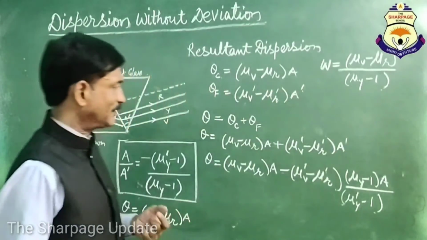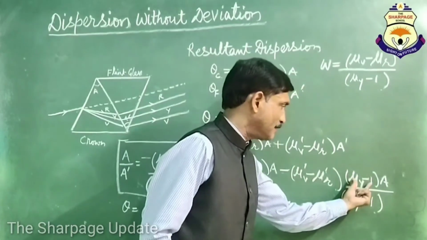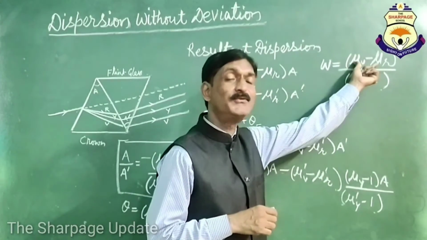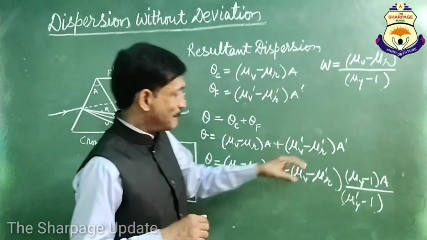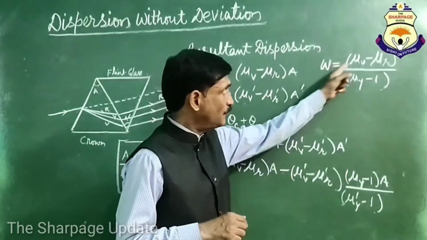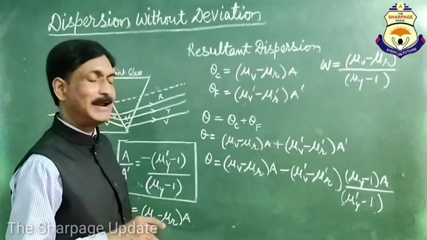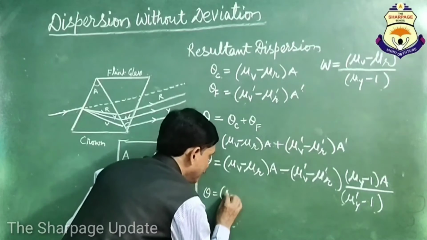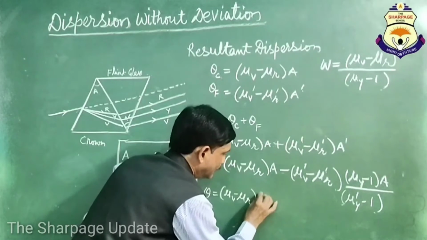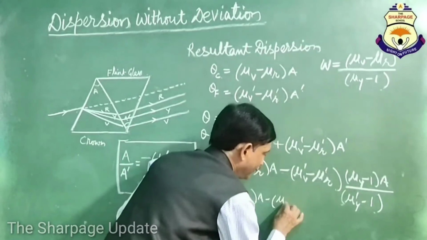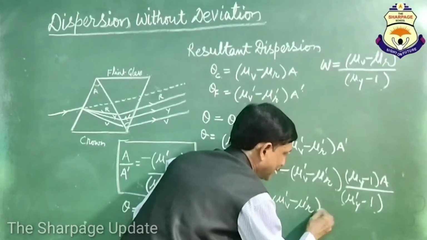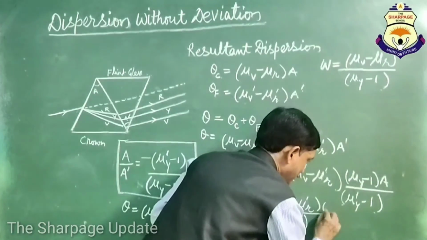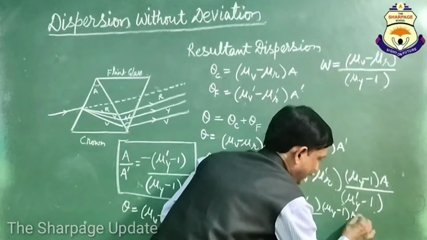Now, for the dispersive power of the crown glass prism, here you can see mu y minus 1 to hai, but we do not have the mu V minus mu R. So, by multiplying with mu V minus mu R in numerator as well as in denominator, so we get theta equal to mu V minus mu R into A minus mu V dash minus mu R dash upon mu Y dash minus 1. Here mu Y minus 1 into A.